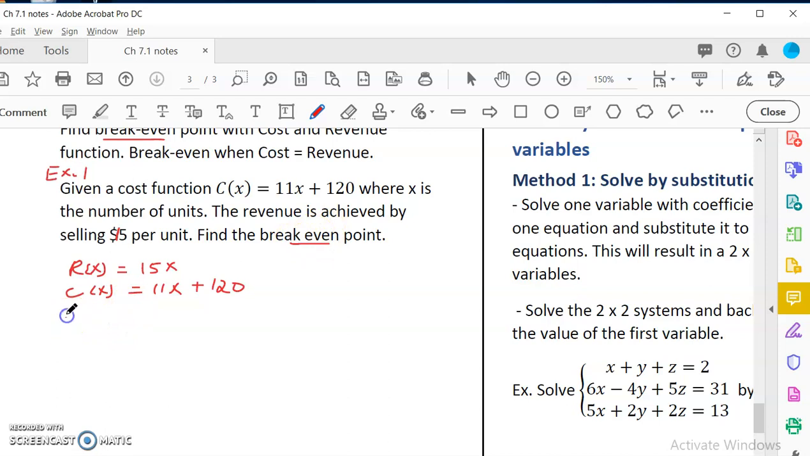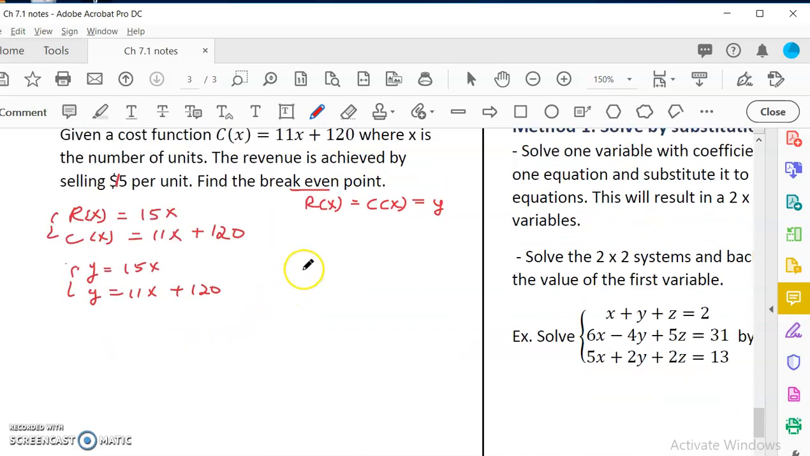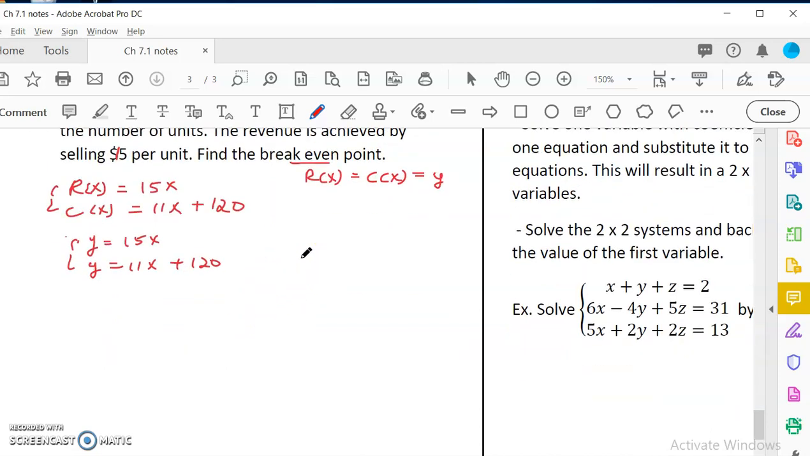So for break-even, you would think of this as solving a system when R of x is the same as C of x, when they have the same number, and we don't know what that number is, so we just call it y. So all of a sudden we have a system of equations, both equal to y. Break-even is when whatever you spend is the same as whatever you get back. To solve it, the best way is the substitution method. So 15x is y, so just put it here, equal to 11x plus 120.